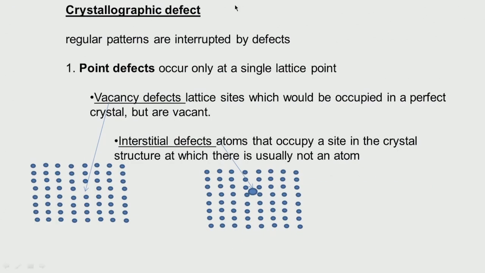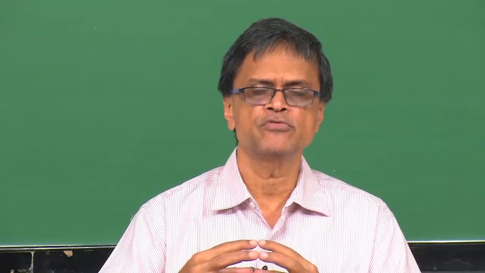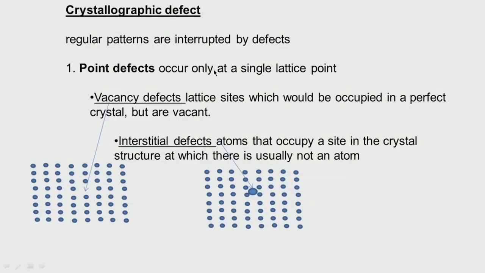Crystallographic defects. Crystals, as we said, form uniformly. But there are always chances of defects because as the crystal keeps forming, mixing takes place, the atoms come closer to each other and the crystal starts growing. So, there could be defects. There are something called point defect, plane defect and so on.